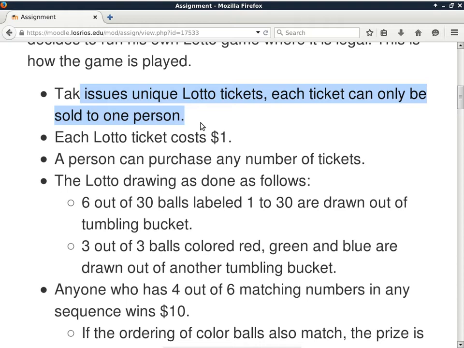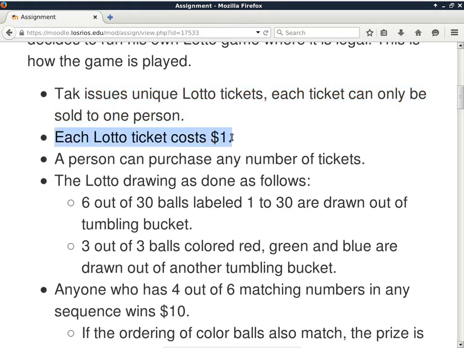This gives you a pretty good constraint of how you can analyze the problem, because for each unique sequence and combination, you can only have one single ticket. On the other hand, let me get through this part first.